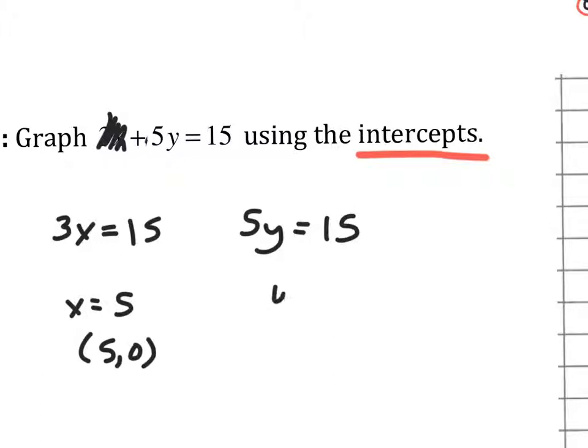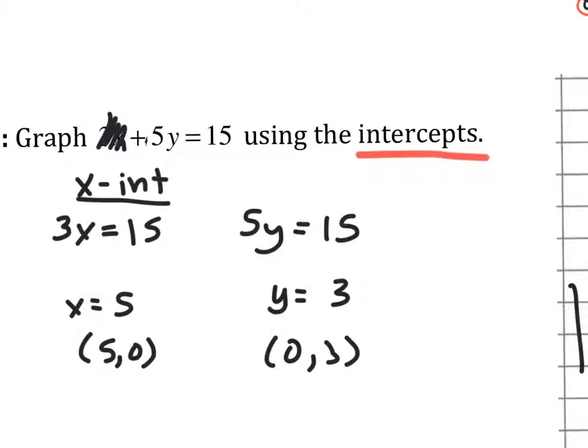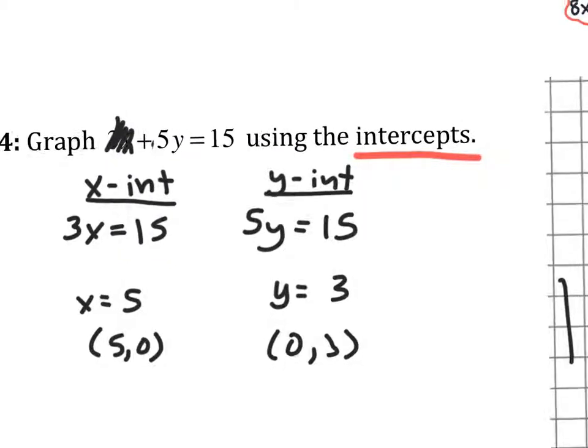Over here, when I divide by 5, I get 3. So my y-intercept is 0, 3. So this one here is my x-intercept. This one here is my y-intercept. So how do I apply that?